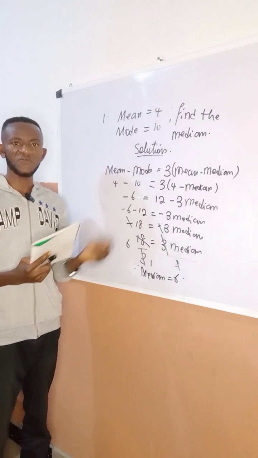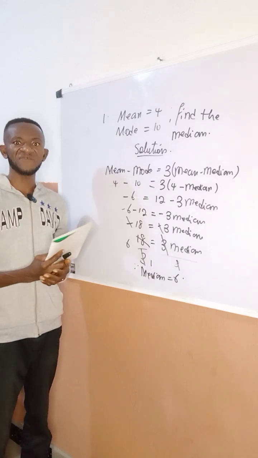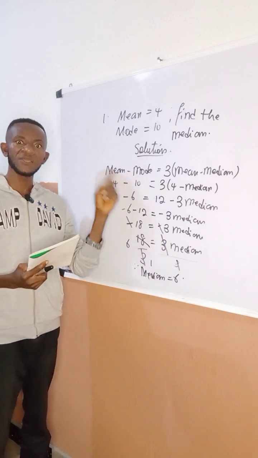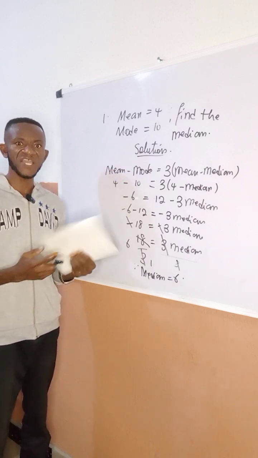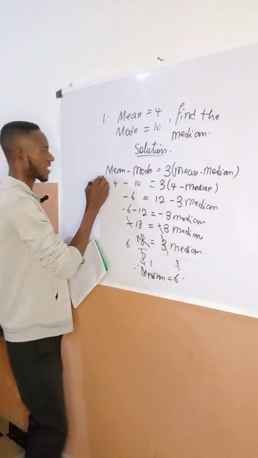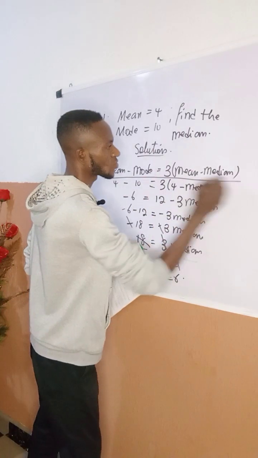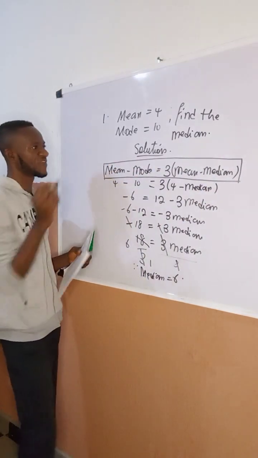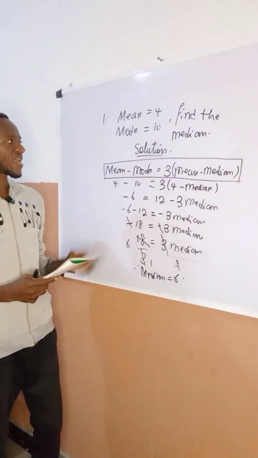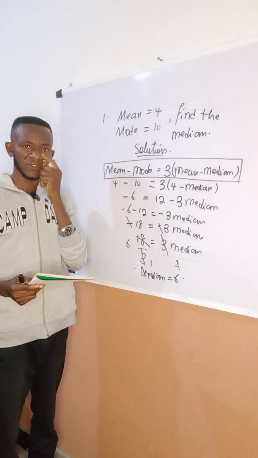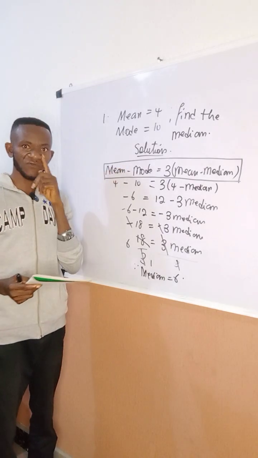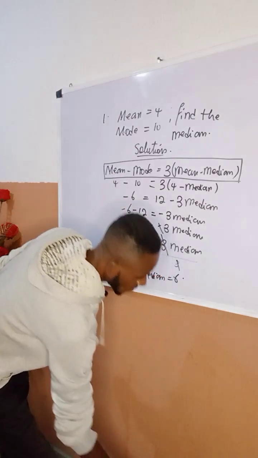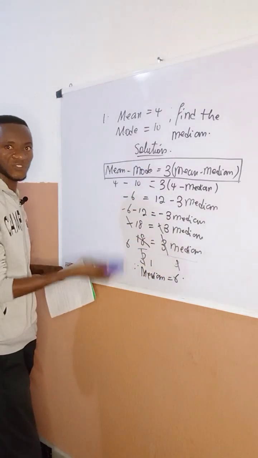But before I go over to question number 2, I want to place emphasis on one particular thing, and that is this connecting formula between these 3 parameters. Bear this in mind always, that you need it to be able to solve problems where you are given the mean or the median and asked to find the mode. So bear this particular question in mind. Permit me to clean and we go over to question number 2 together.